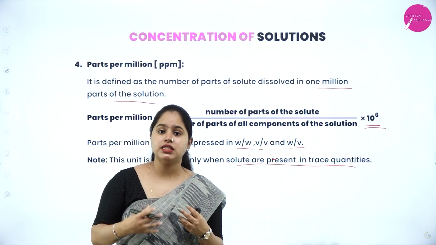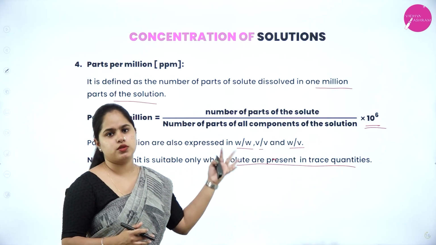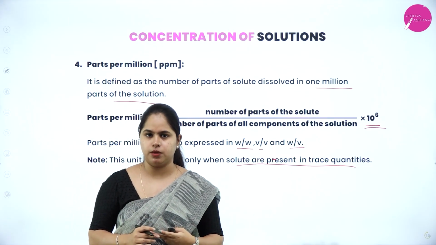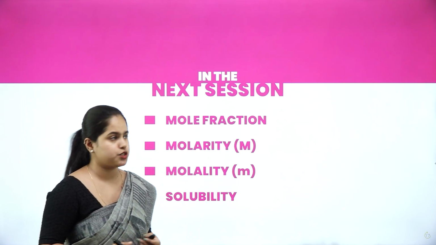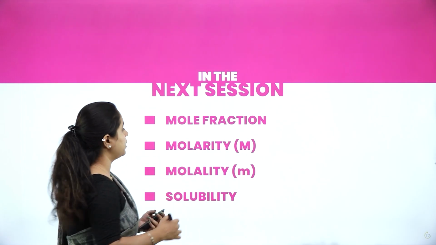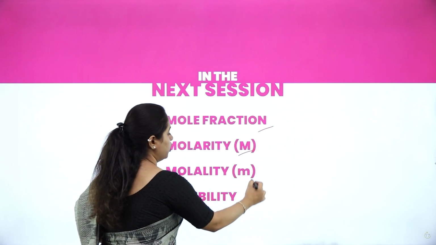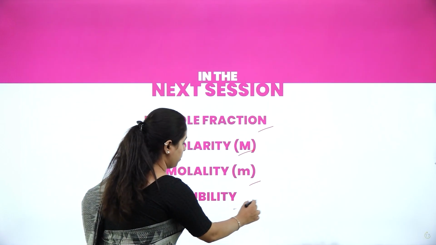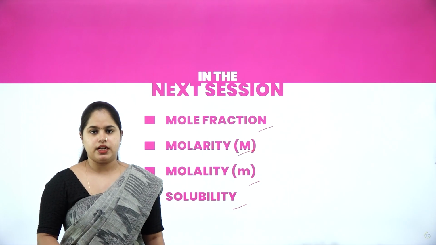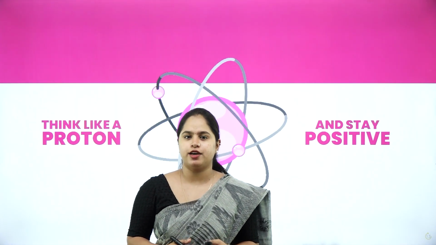So that means when the solute is present in very trace quantities, only then do you use this parts per million concentration term. So I hope you are clear with the 4 concentration terms that we discussed today. In the next session, we will be discussing mole fraction and molarity, and then we will be moving on to the next topic, that is solubility. So I hope the topics that we have discussed in this session are clear for you.